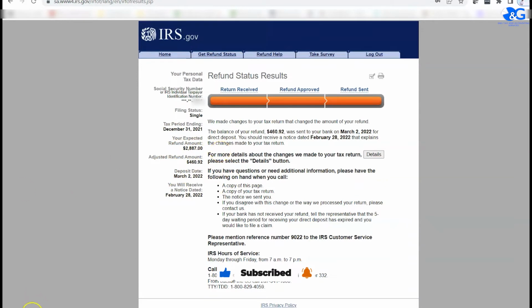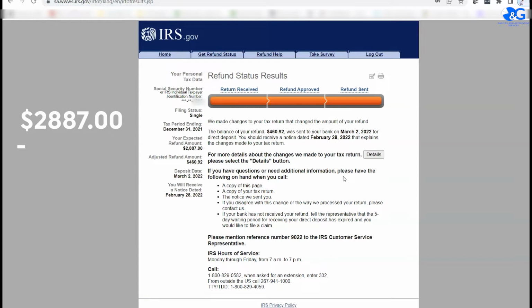Now, the second part of this analysis is to figure out why it says on the form the taxpayer was supposed to receive 2887, but the IRS is only giving her 460.92. This means that, when you back out this from that, when you take 2887 and 460.92, okay, let's do a quick math here.